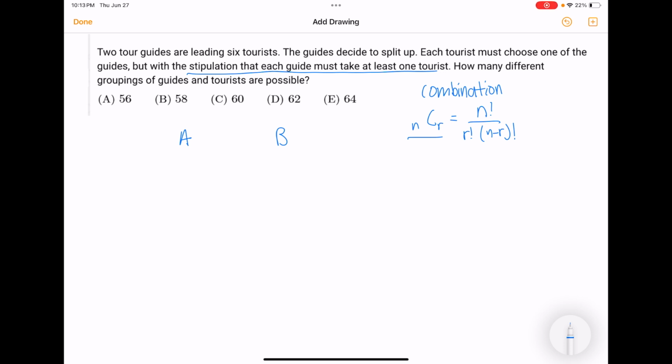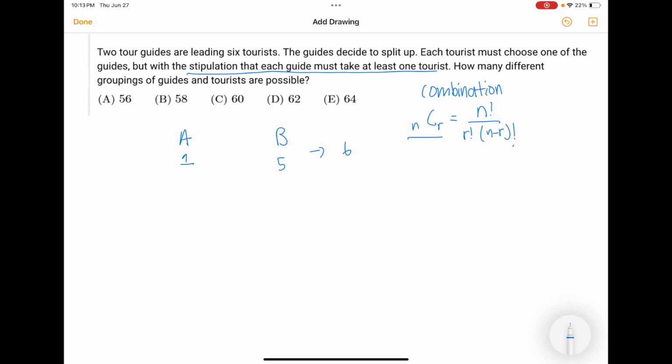So I'm just going to give an example and you'll get this a lot more. And for those who don't know, this exclamation mark in math means factorial. So for example, the factorial of 3 would be 3 times 2 times 1. And so basically it's just multiplying consecutive numbers decreasing from the starting number all the way down to 1. And so starting off, for example, I'm going to let guide A have 1 tourist and then guide B will have 5.